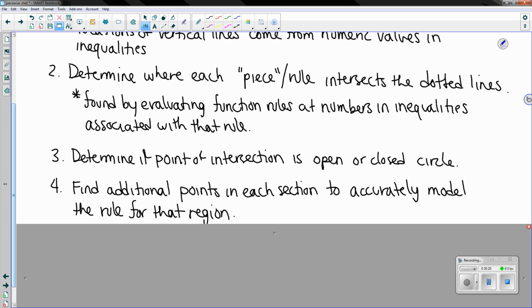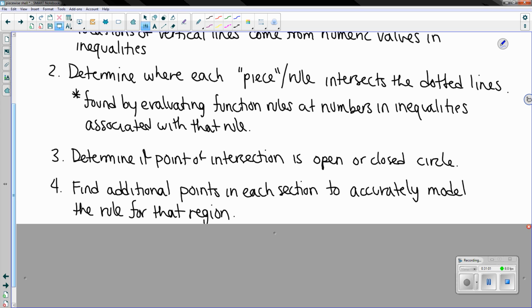Next, find additional points in each section to accurately model the rule for that region. So pick x values in each section and evaluate the expression for that section to determine additional points to get an idea of what the curvature looks like. Again, good news is if you have constant functions or linear functions, you shouldn't need many more points. In fact, if it's constant, you should just be able to draw the horizontal line at whatever y value is present for that constant function. And if the linear piece is contained between two boundaries, you should already have your 2 points to graph it. It should be the intersection points.